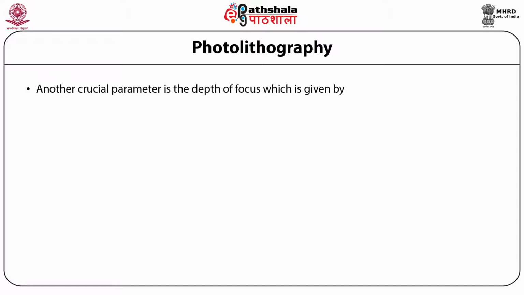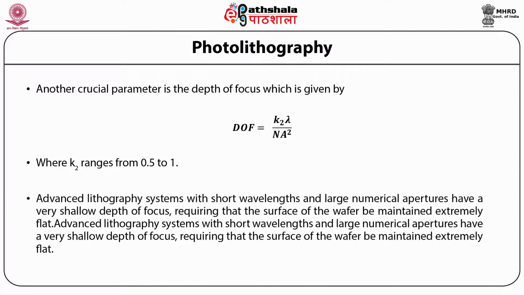Another crucial parameter is the depth of focus, which is given by DOF equals k2 lambda by NA squared, where k2 ranges from 0.5 to 1. So advanced lithography systems with short wavelengths and large numerical apertures have a very shallow depth of focus, requiring that the surface of the wafer be maintained extremely flat.